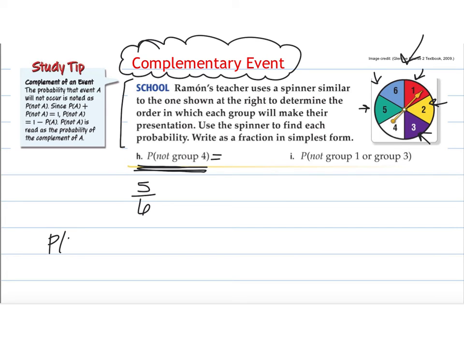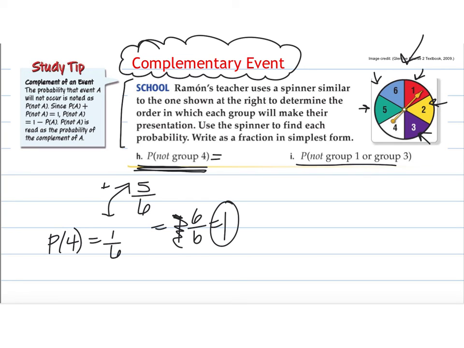The probability of spinning a 4 would be 1/6, and I can see that if I add these together, 1/6 plus 5/6 equals 6/6, which equals 1. The probability of an event added together with the probability of its complementary event should be 1, or 100%.